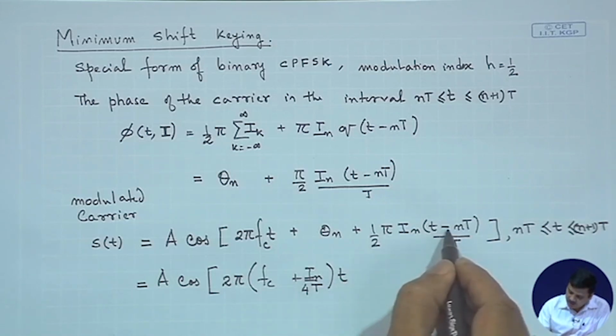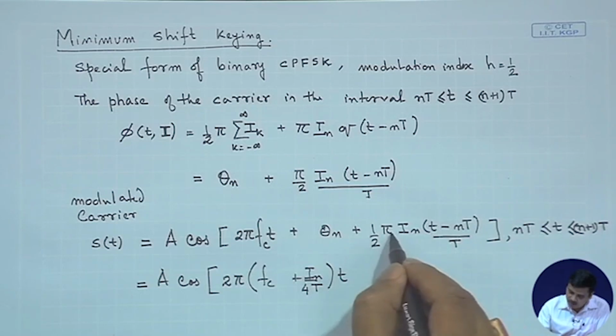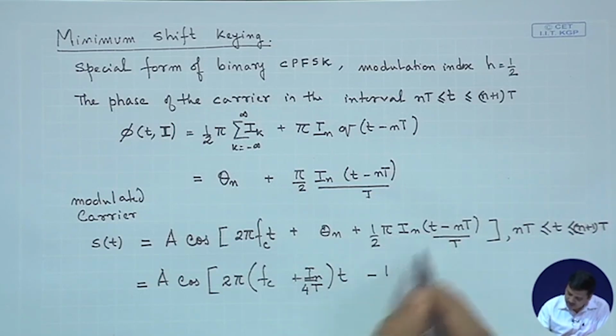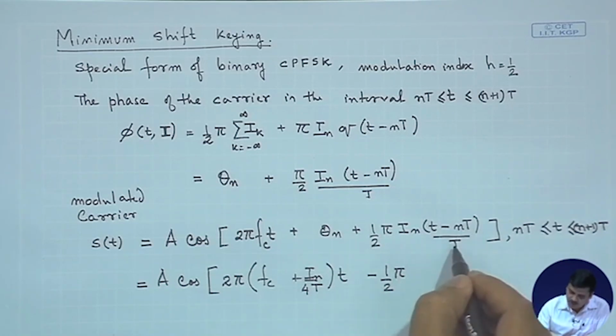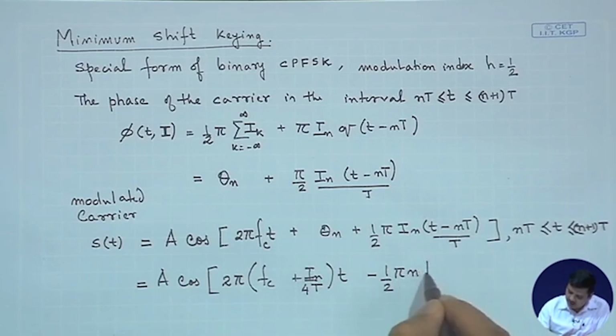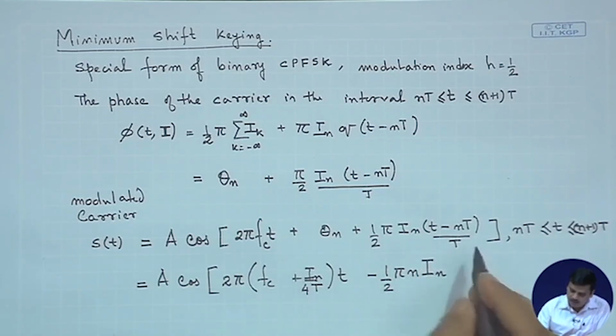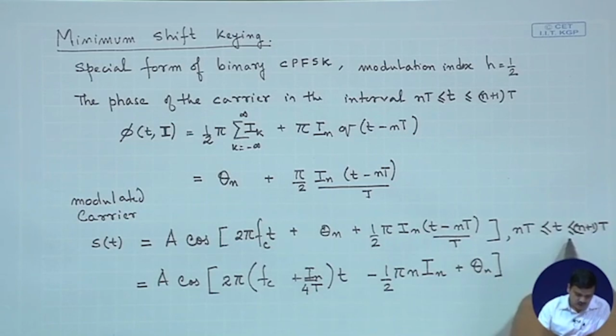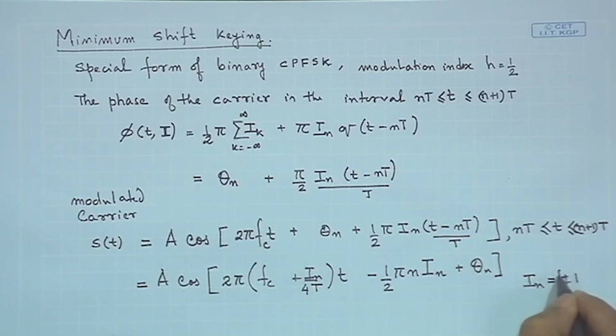The next term that you would write is this particular term along with this, that means minus, because of this minus sign, half pi T, and T would cancel out, I n, plus, now you have the theta term left. So, you have theta n and of course, valid for this interval, and in this case we would take I n to take the values of plus minus 1, because we are choosing between two levels, we are talking about binary CPFSK.